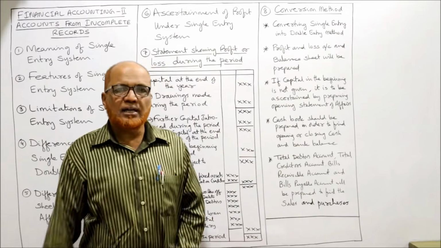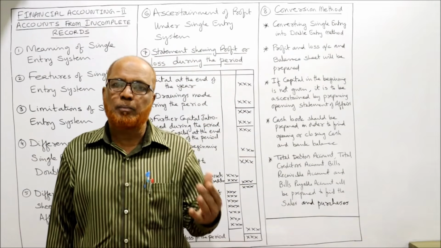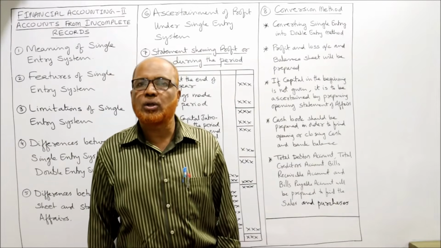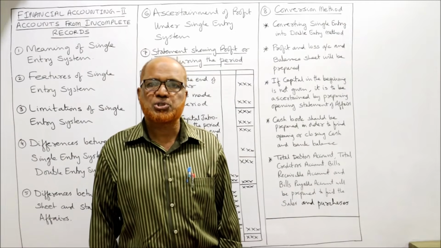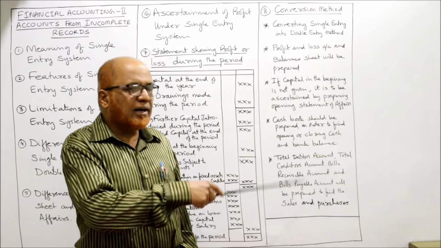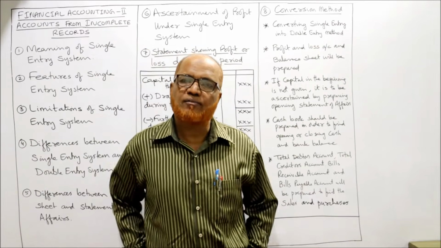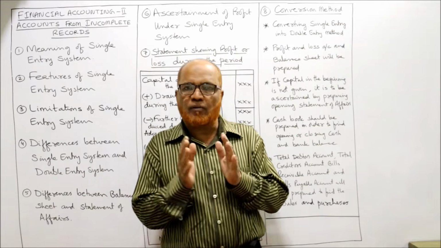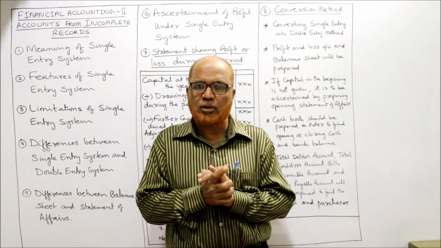Then total debtors account, total creditors account, bills receivable account, bills payable account. These accounts we need to prepare to find out the total sales and total purchases. So after completing this, we can make the profit and loss account and balance sheet and find out the profit. So these are the two methods of ascertaining the profit, that is statement of affairs method and conversion method.